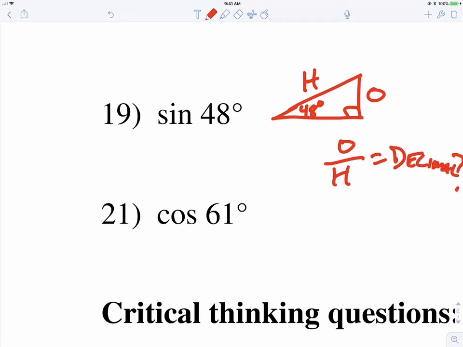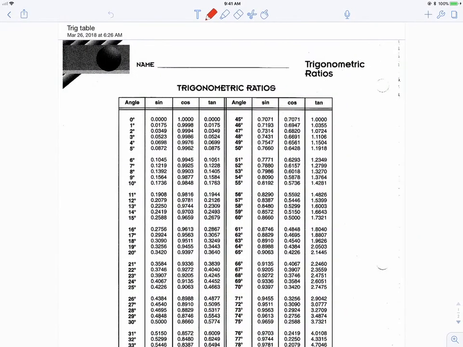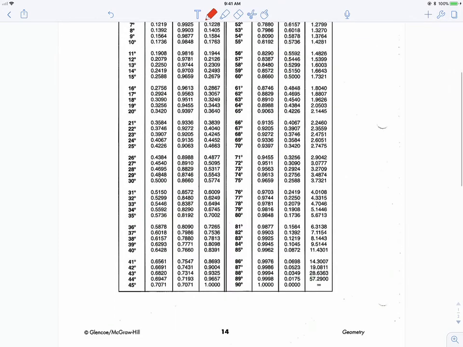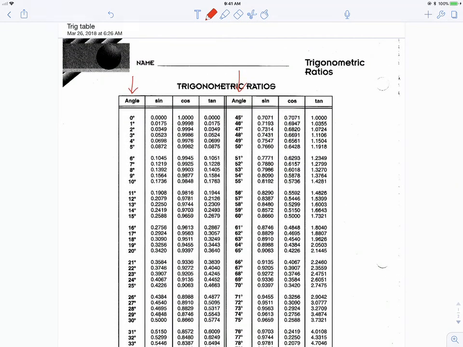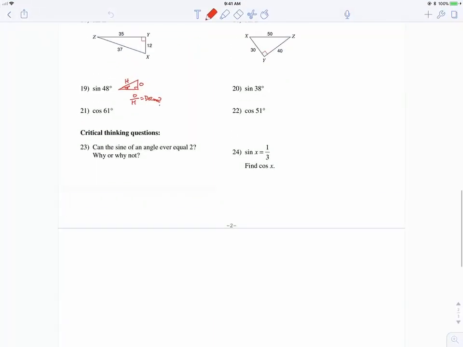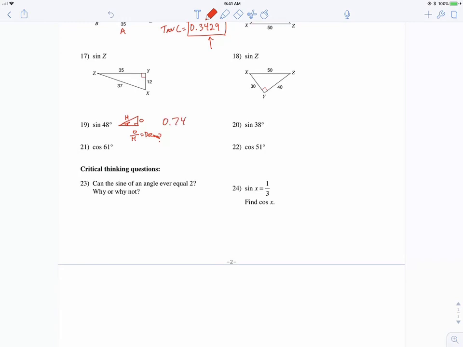This table will tell us that. So 48 degrees. I look at my trig table. You can see they have all the angles from 0 to 90 degrees. We wanted 48 degrees, I think it was. So I find that right here, and it tells us our three ratios. We wanted the sine, so it's 0.7431. That's the sine of 48.